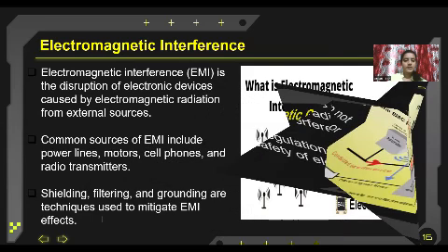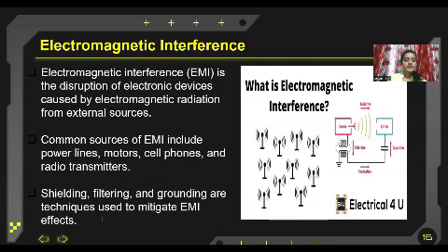Electromagnetic interference. Electromagnetic interference is the disruption of electronic devices caused by electromagnetic radiation from external sources. Common sources include power lines, motors, cell phones, and radio transmitters. Shielding, filtering, and grounding are the techniques used in order to mitigate the EMI effects, that is electromagnetic interference.